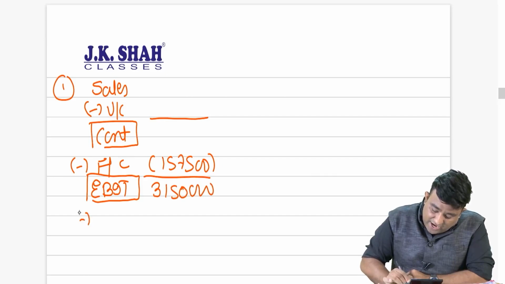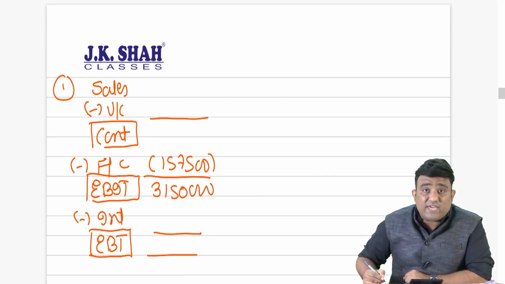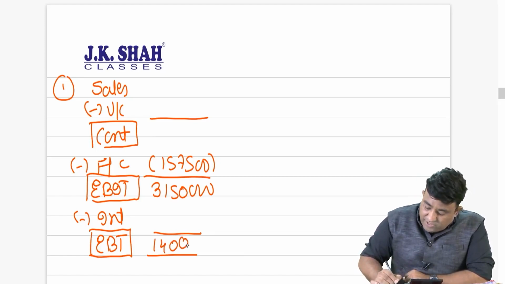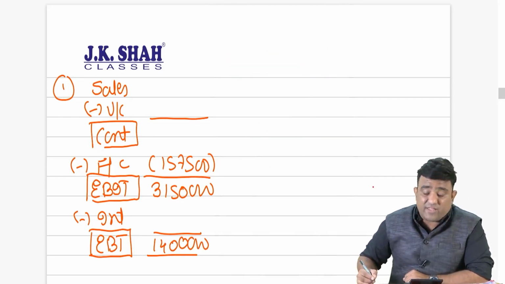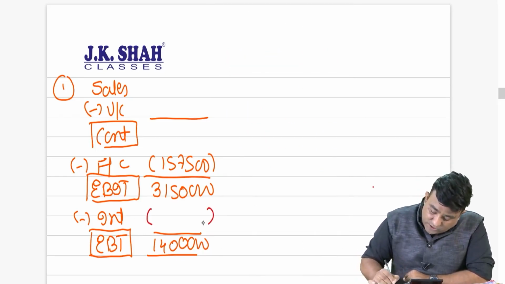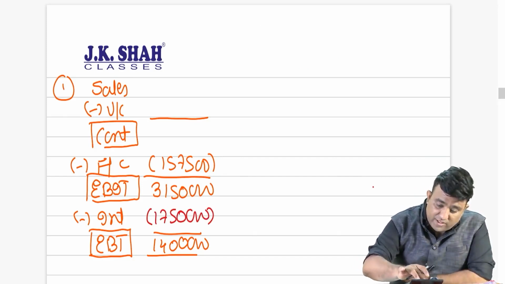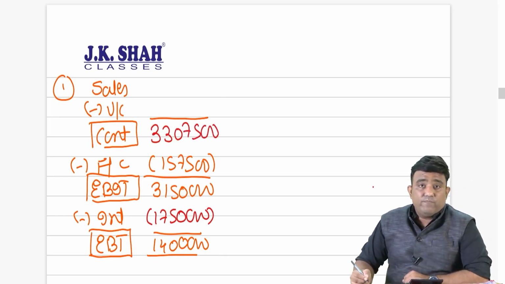31,50,000. And interest is not given, but we are very much ready with EBT. Yes, no? Yes. What is EBT given, student? Check out in the question. EBT is 14 lakh. That means I am very much comfortable calculating the remaining balancing figure. Your interest will be 17,50,000. And if I go backward, 31,50,000 plus 157,500, your contribution is 33,07,500. Yes, no?